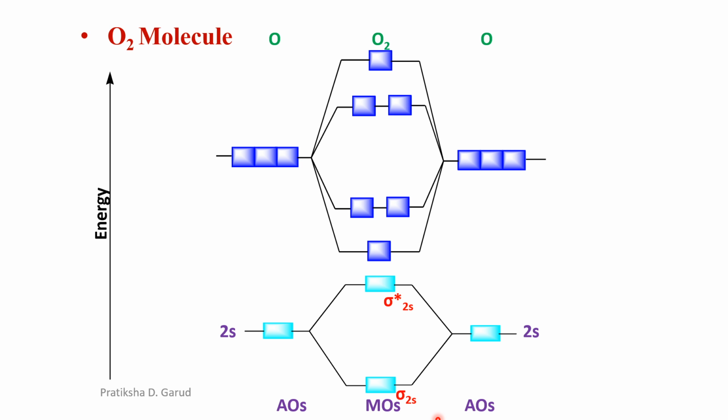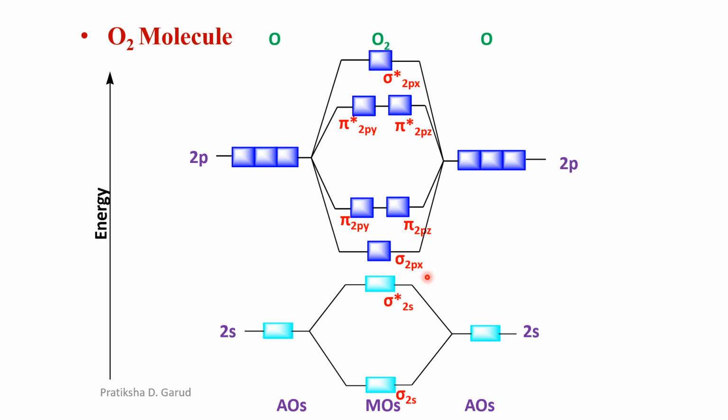Then the next MO energy level diagram will be for the 2p of the first oxygen and the 2p of the second oxygen. There are 3 plus 3, total 6 atomic orbitals, therefore 6 molecular orbitals. Lower 3 will be bonding, upper 3 will be anti-bonding, and their symbols are sigma 2px, pi 2py, pi 2pz. These two are degenerate. Again, pi asterisk 2py and pi asterisk 2pz. They are degenerate. And finally, sigma asterisk 2px.